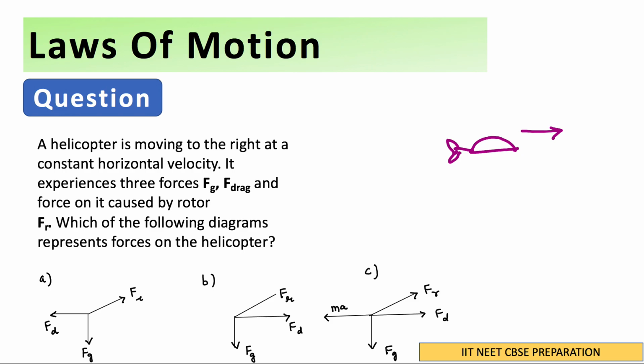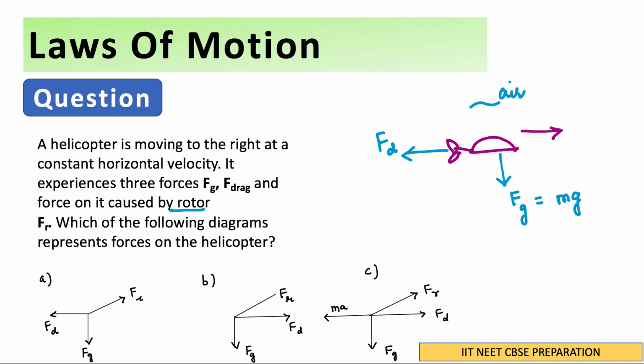Let's quickly do that. One force will be in the downward direction, the gravitational force, Fg, which is equal to m into g. Then, since it is moving, and because there is air, there will be a backward force in this direction, which will be F drag, Fd. This force is acting in the opposite direction to the helicopter's motion because of the air friction. Now the third force is the force caused by the rotor, Fr.